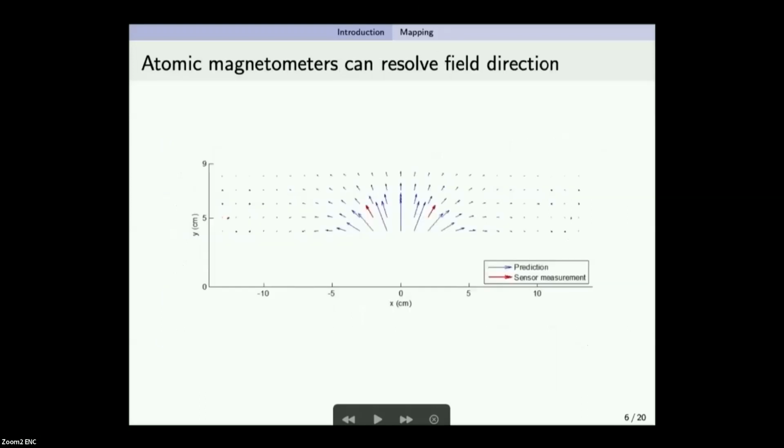So this is just an example from a previous paper. You can see here we have 4 sensors in an array, so you can see the red lines are the field vector measurements from the sensors, and these are just predicted field lines from a coil or a dipole. And you can see you can resolve the 2D vectors pretty easily.